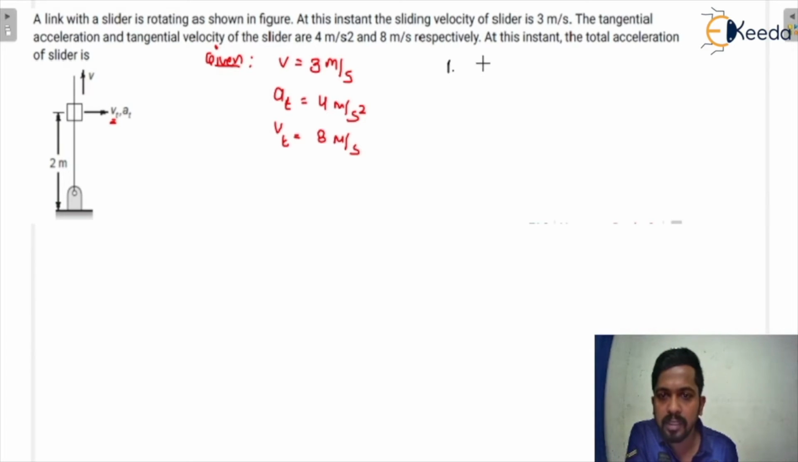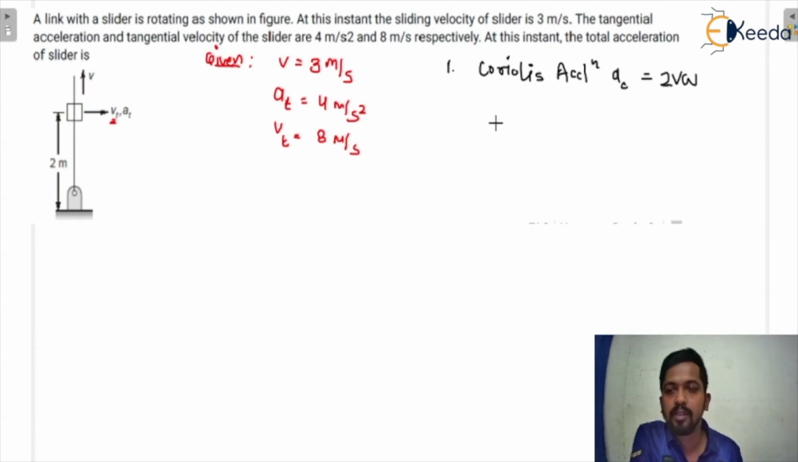So first is the Coriolis acceleration, and we all know the formula of the Coriolis acceleration: AC is equal to 2vω. Where v is the velocity of the slider which is sliding on the link. So that is 3, so 2 multiplied by 3, and what is the angular velocity? Is the angular velocity given? Angular velocity is not given in the question.